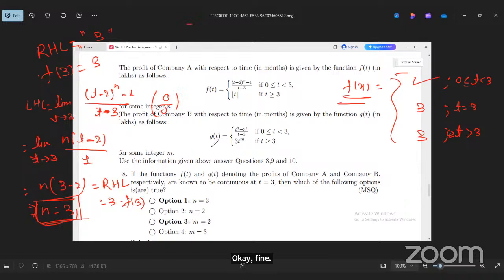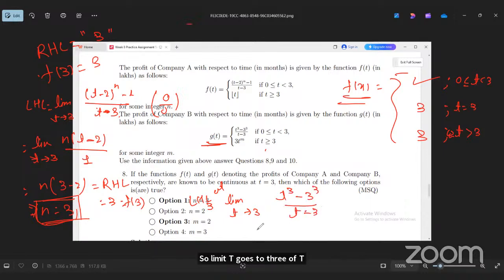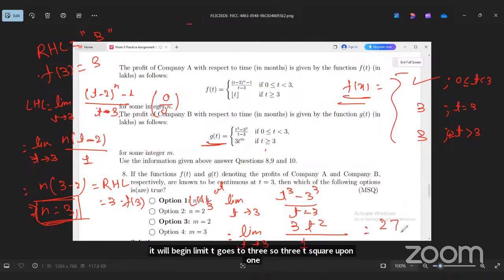Or else what you can do? This g of t, here also the value of the function you can compute. And again, we just have to use the continuity. So here also the left hand limit at 3: limit t goes to 3 of t cube minus 3 cube by t minus 3. So here also we'll apply L'Hospital rule. So it will become limit t goes to 3, 3t square upon 1. So it will become 27. So 27 is equal to the value of the function.